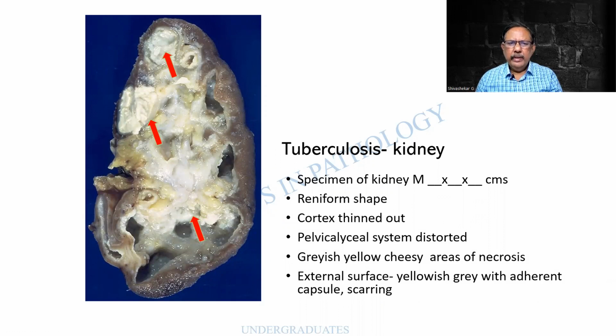A gross specimen. Always, when you describe a gross specimen, these things are mandatory. Dash into dash into dash. That means the length, the breadth, and the depth or thickness. These three things are essential for any solid organ. If it is going to be a tubular organ like the intestine or a blood vessel, we will be measuring mostly the length.